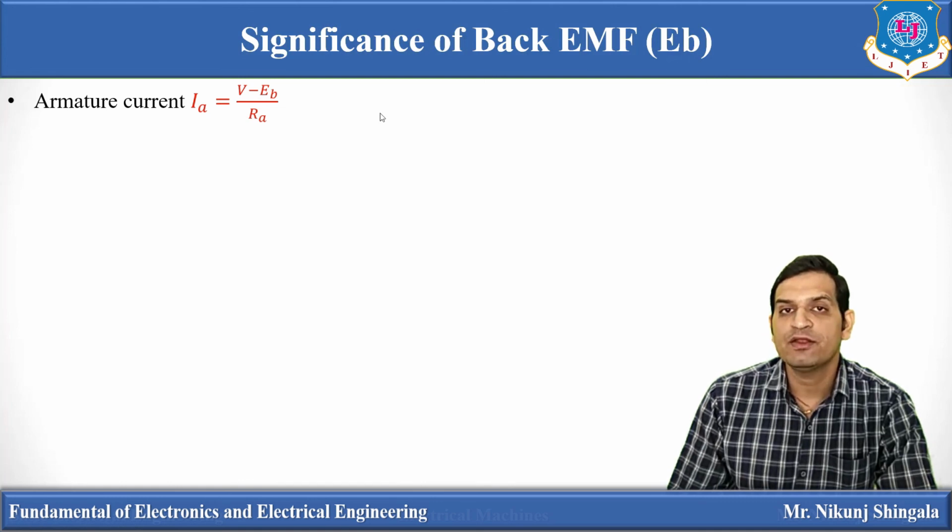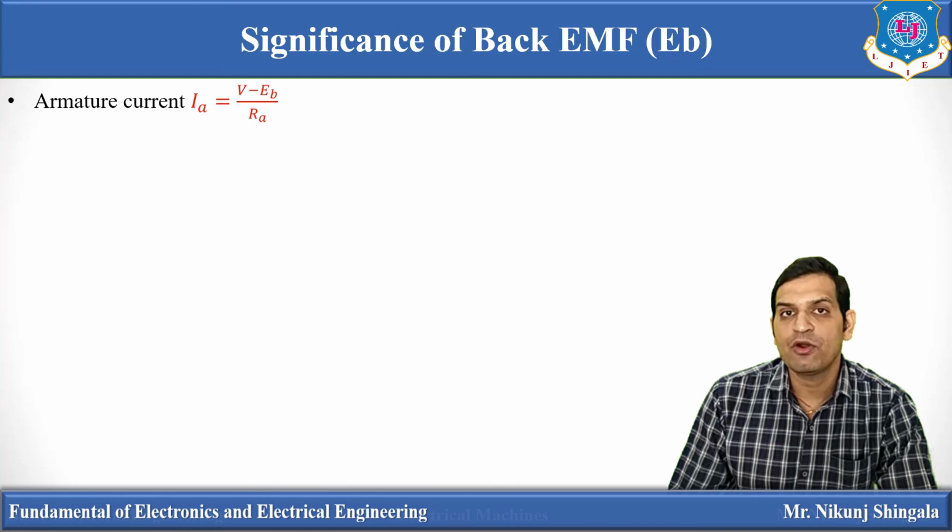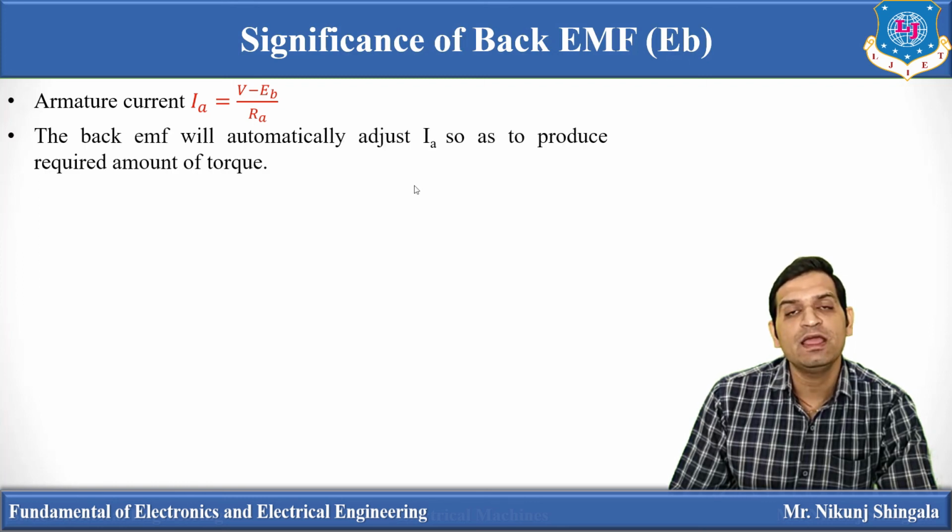Now if load is decreased, then speed increases, EB increases. EB increases, then V minus EB decreases. V minus EB decreases, then less armature current will be produced. So less torque will be produced for the low load. High torque will be produced for the high load. So ultimately back EMF will automatically adjust IA to produce the required amount of torque. This is the significance of back EMF.